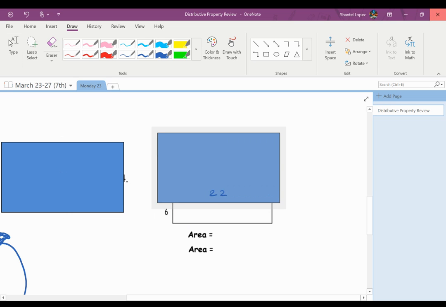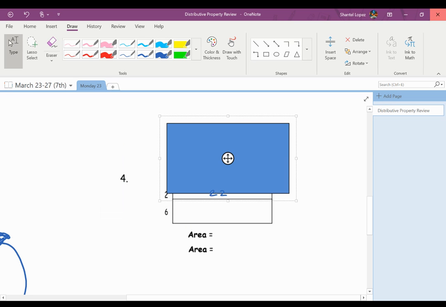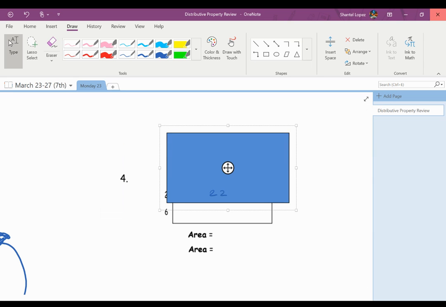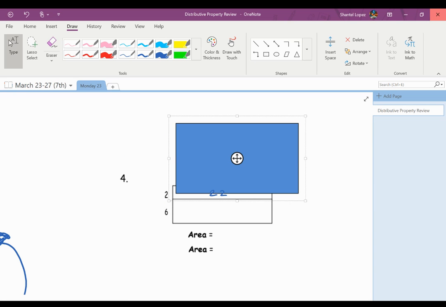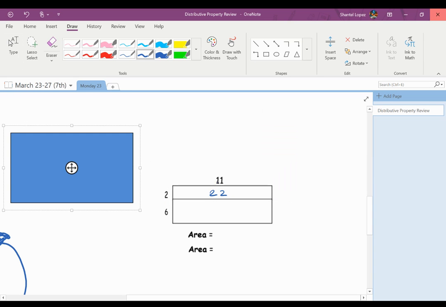So if that 22 is too distracting, go ahead and move this right here. Oh, you can still see it on top. I didn't know that would happen. Okay, so 6 times 11 is 66.